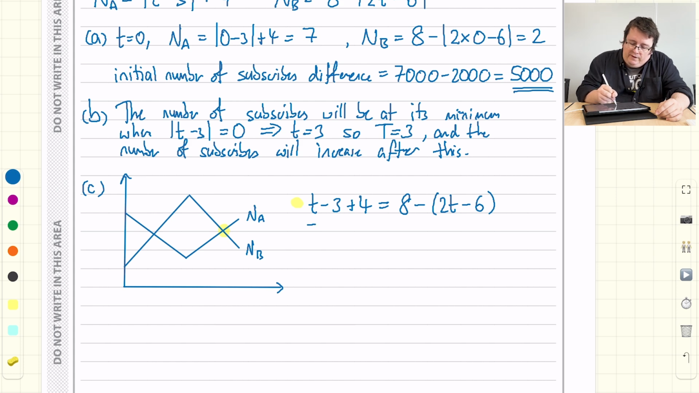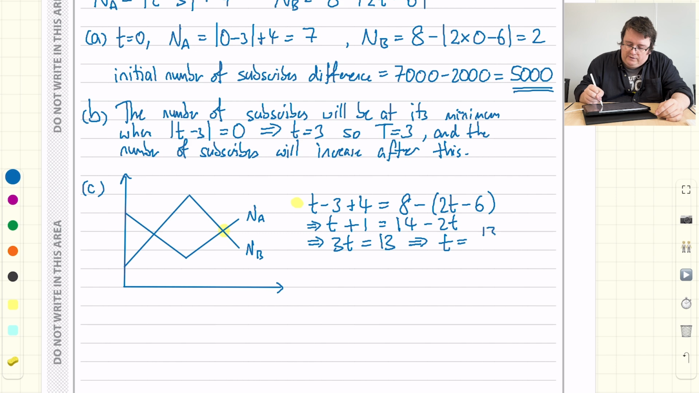So let's simplify this. So t plus 1 minus 3 plus 4 is equal to 8 take away minus 6, so 14 take away 2t. Add the 2t to both sides, so 3t. Subtract 1 from both sides, and then t will be 13 thirds. And so that point is 13 thirds.